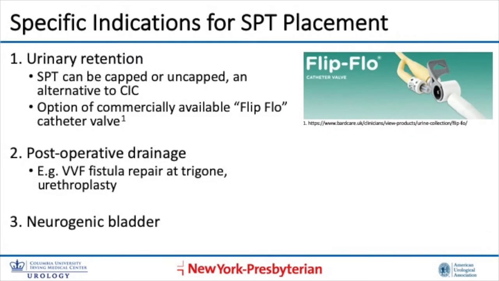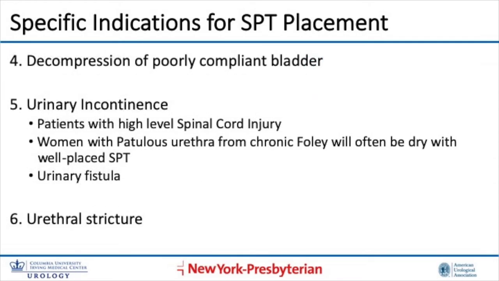Specific indications for suprapubic tube placement include urinary retention, postoperative drainage, and neurogenic bladder. Interestingly, devices such as the Flip-Flo valve are available to help cap and uncap the SP tube to facilitate drainage as an alternative to CIC. Other indications for suprapubic tube include decompression in poorly compliant bladders, as well as in those with urinary incontinence and urethral strictures.